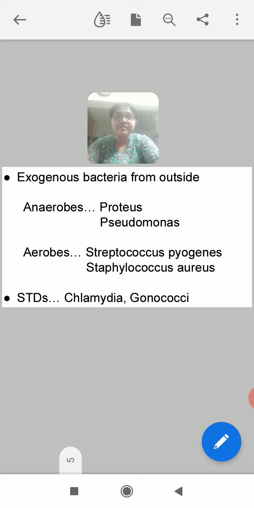Exogenous bacteria are from outside the vagina, from outside the genital tract. They are also anaerobic and aerobic. Anaerobic are Proteus and Pseudomonas. Aerobic are Streptococcus pyogenes and Staphylococcus aureus. It may be STD, that is sexually transmitted diseases. This infection is caused by chlamydia and gonococci.